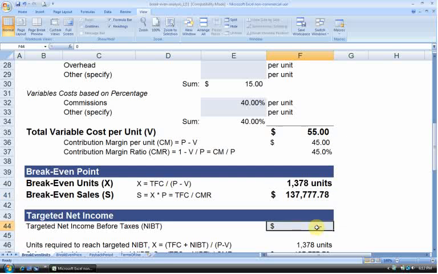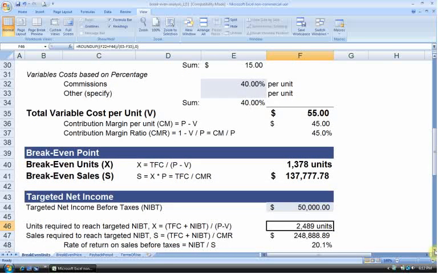Now, we can even take this analysis a step further. We can establish a targeted net income. How much do we want to make in profit after we break even? So let's say, for example, we want to make $50,000. Well, that'll tell us that we need 2,489 units, as you can see in cell F46. So that's how much we're going to sell to achieve a $50,000 net income.